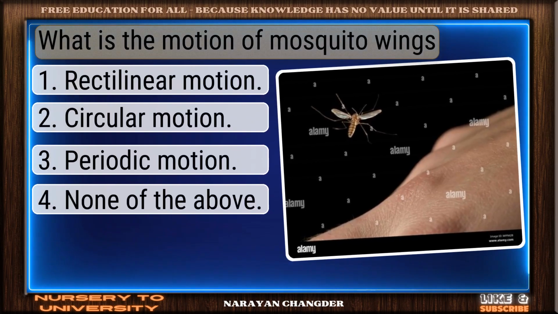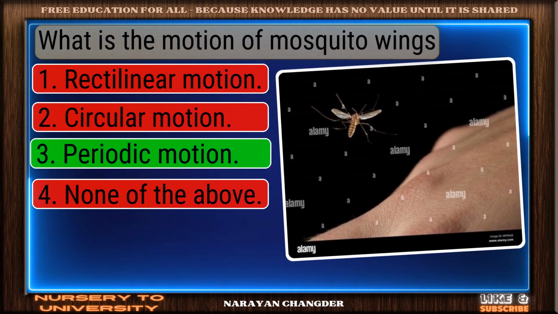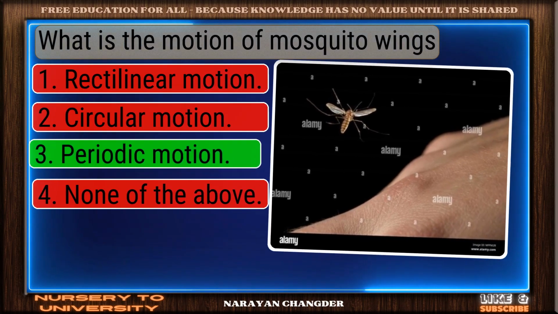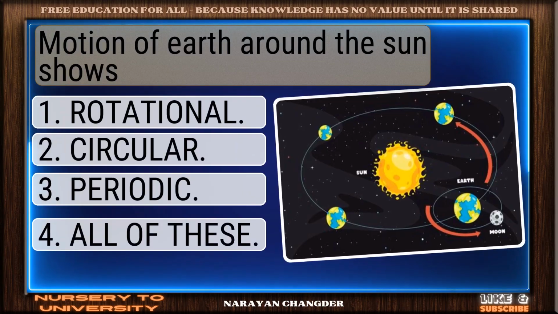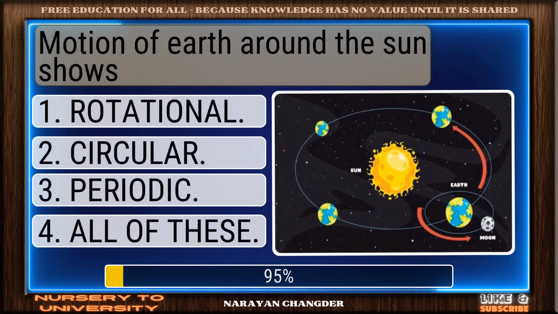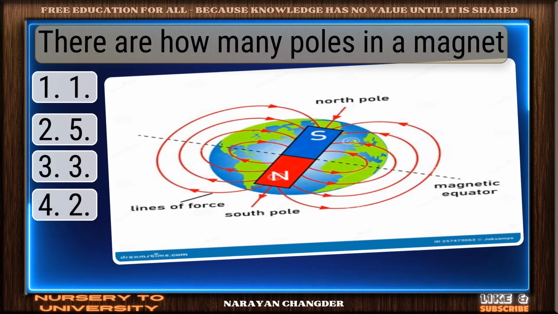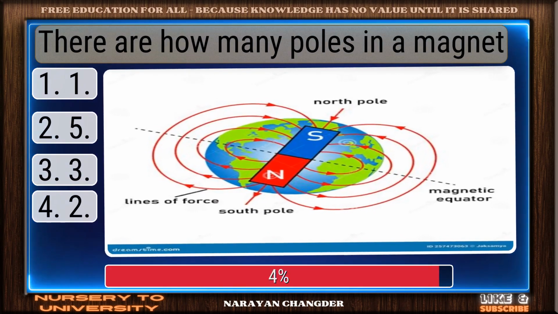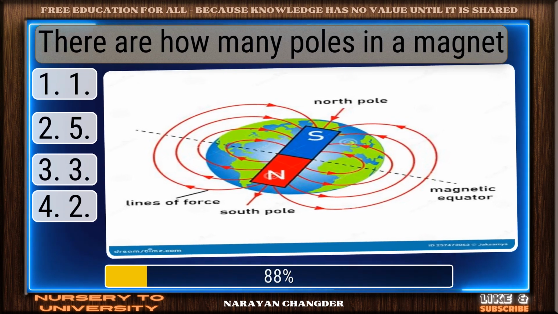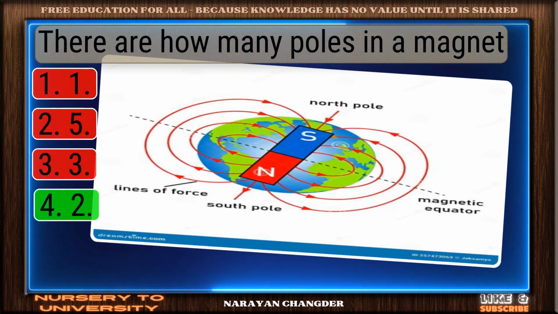What is the motion of mosquito wings? Right choice. Periodic motion is the best answer. Motion of Earth around the Sun shows. Correct. All of these is the right answer. There are how many poles in a magnet? Good job. Your answer too works well here.